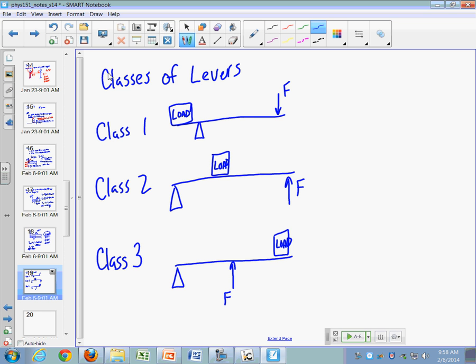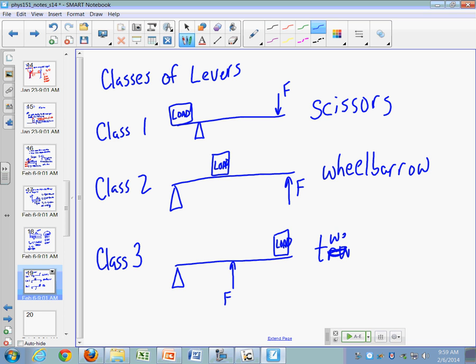Okay, so let's see. This was scissors. This is a wheelbarrow and tweezers. Thank you, Fazal. It's very useful. All right. Let's look now. I'm going to shift gears just a little bit. We'll come back to levers because we'll look at how different parts of the body have different levers. And that's in your book as well, but you can see it there.